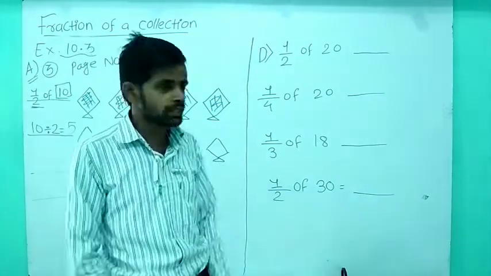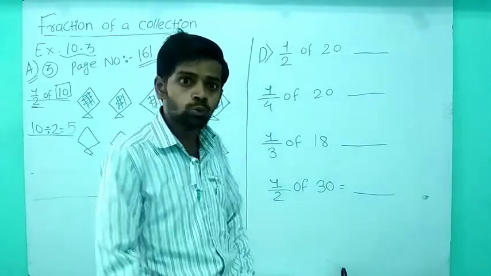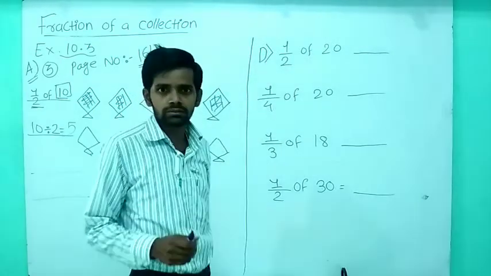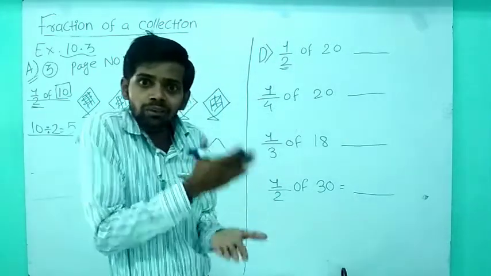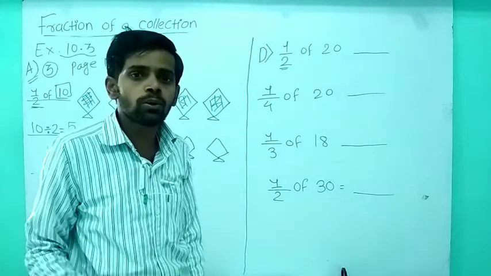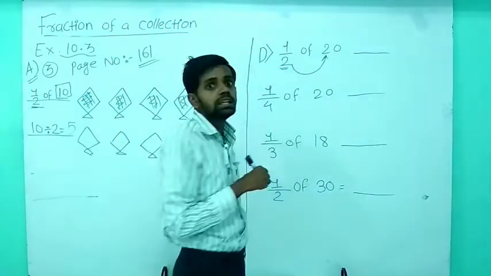And now here there is not any object, it is a question number D which is on page number 162. So now we will find the half of 20. What is meant by 1 by 2? 1 by 2 means half of 20. So we will divide this 20 by 2. 20 को करो divide 2 से, 2 के टेबल में कब आएगा 20?